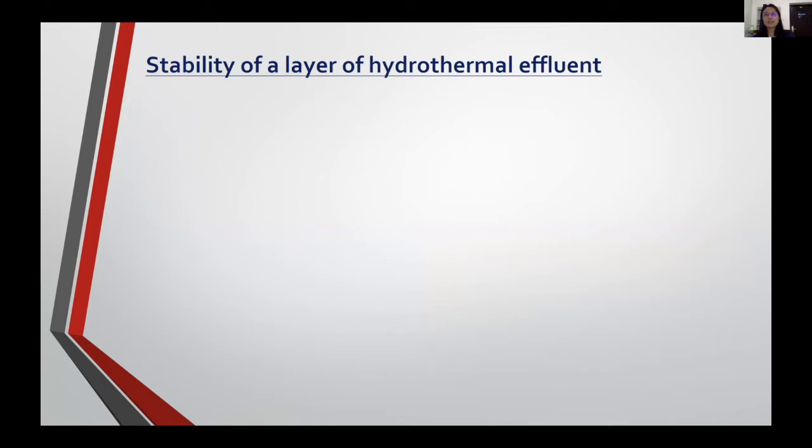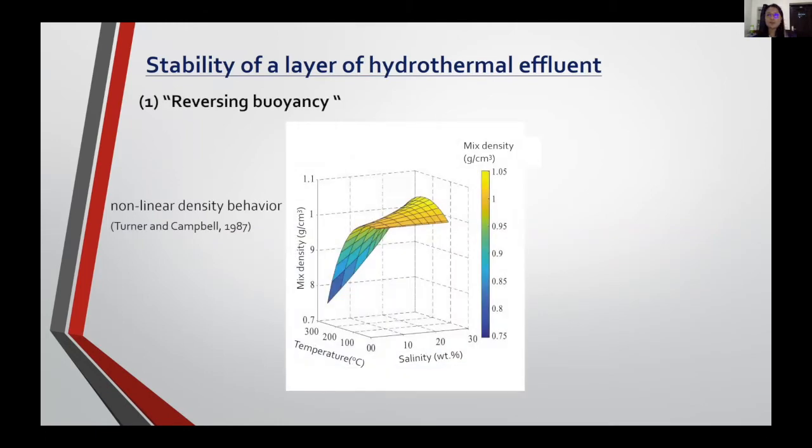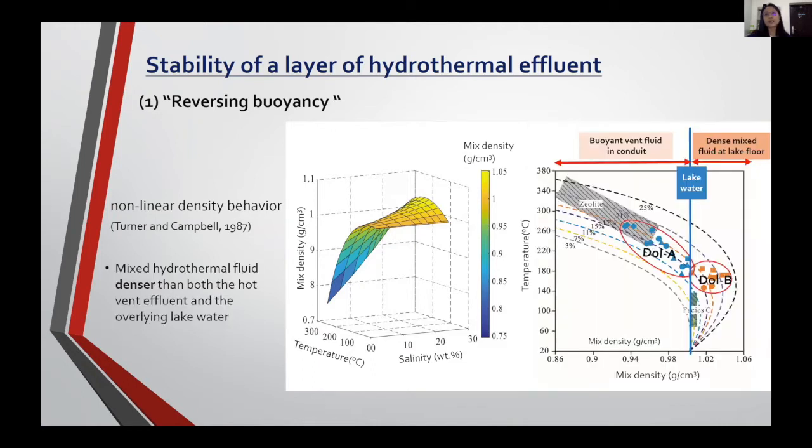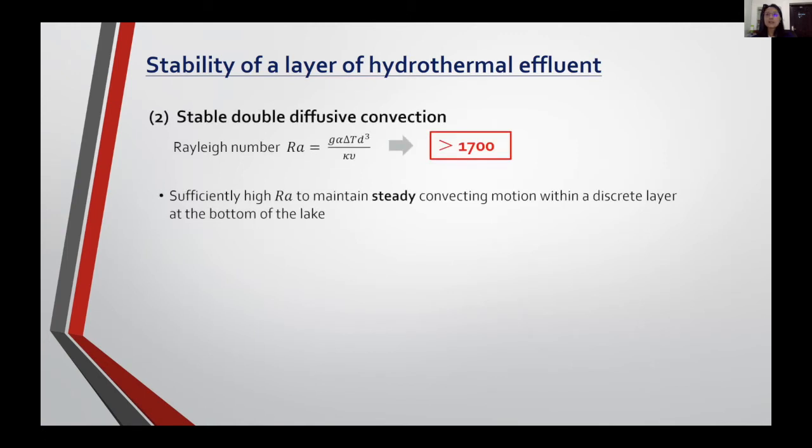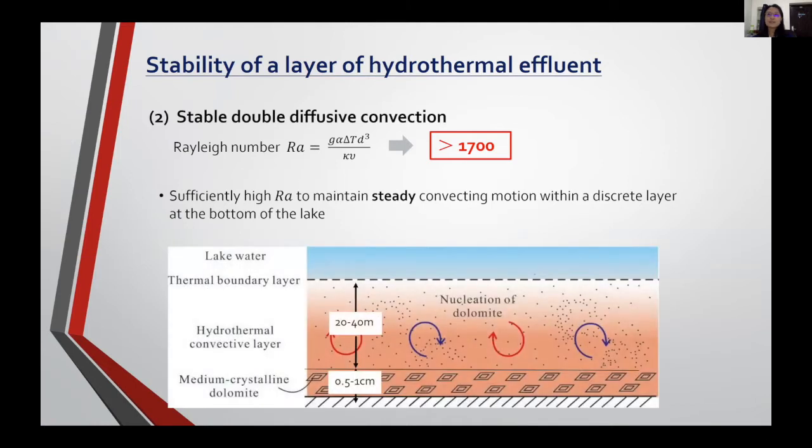After entering the lake floor, the dense hydrothermal influent, then the surrounding lake water, become the key to deciding a stable environment for forming dolomite. Due to nonlinear density behavior, the mixed fluid in a threshold of temperature and salinity would be denser than both the influent and the overlying lake water. Meanwhile, the Rayleigh number is so high that there is strong, steady convecting motion within the dense layer, and any double diffusion effect on convection is small. Thus, as the dense mixed layer cools, it will remain stable for the dolomite formation.